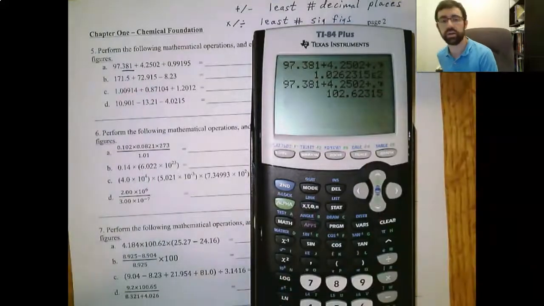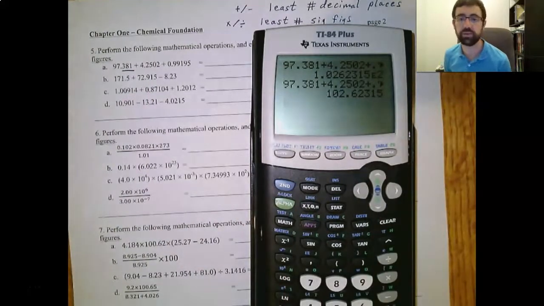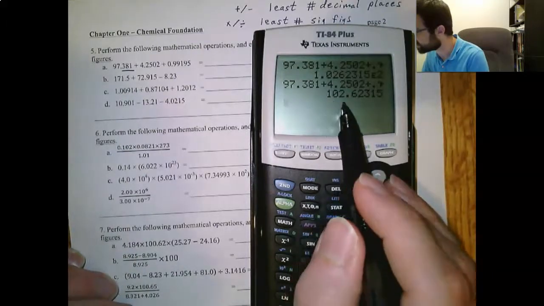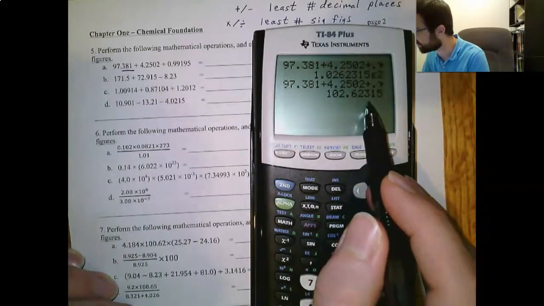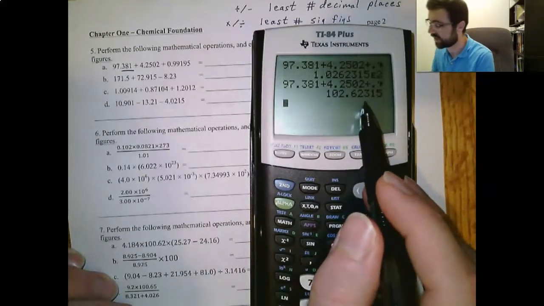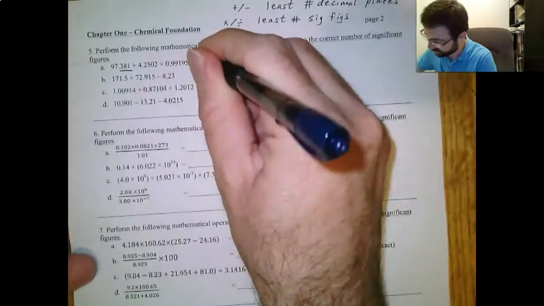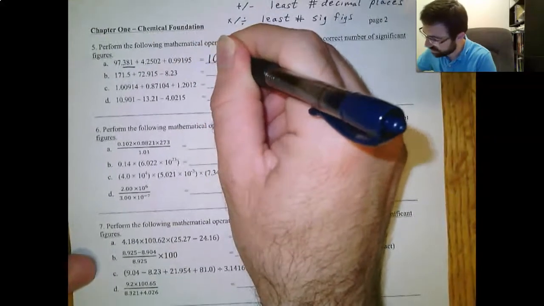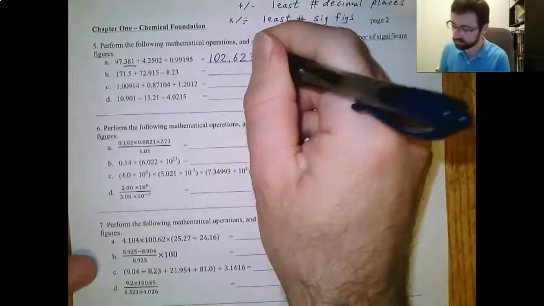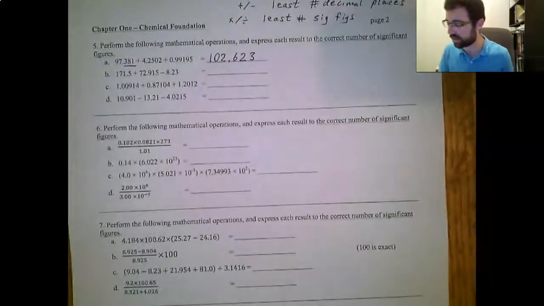102.62315. And I wanted to keep 3 decimal places, not 3 sig figs, 3 decimal places. So I want to keep 102.623, and then that 3, I need to look at the next number. Does that 1 make a 3 round up? No, it does not. So we're going to write 102.623.